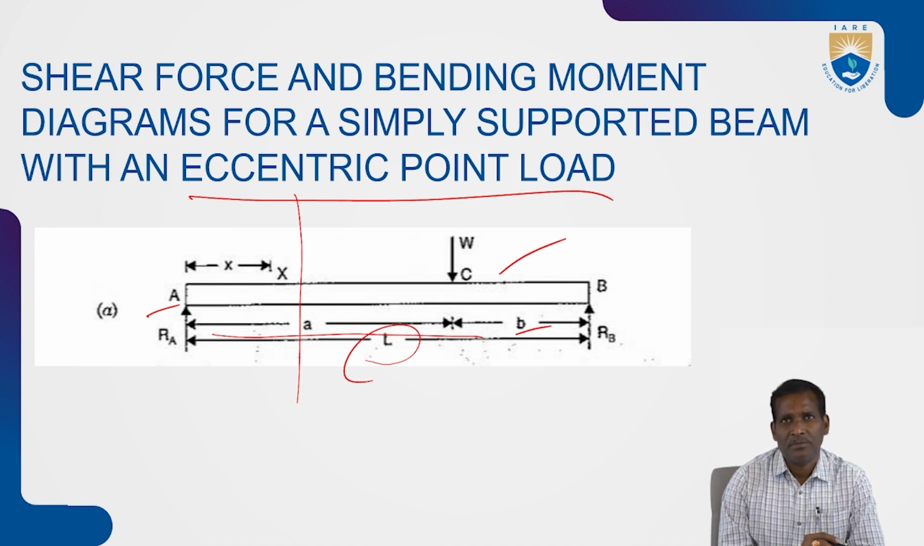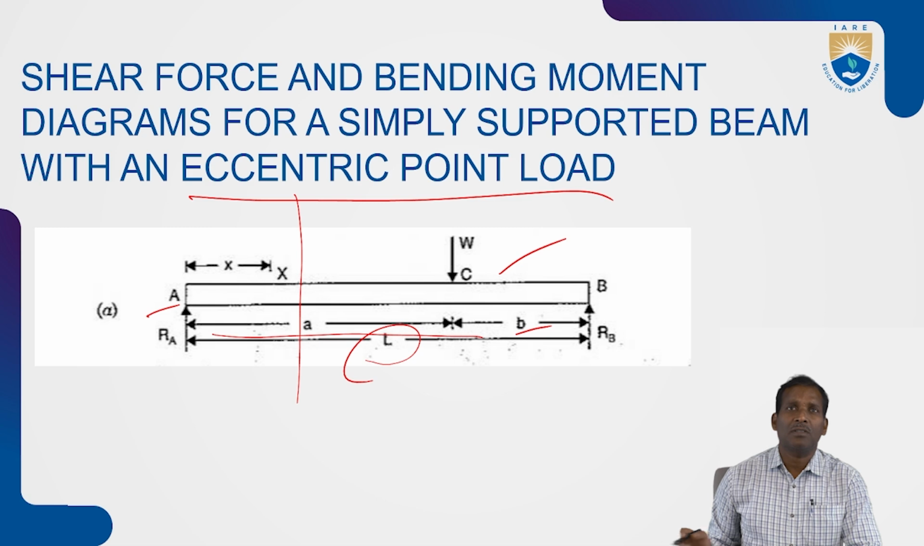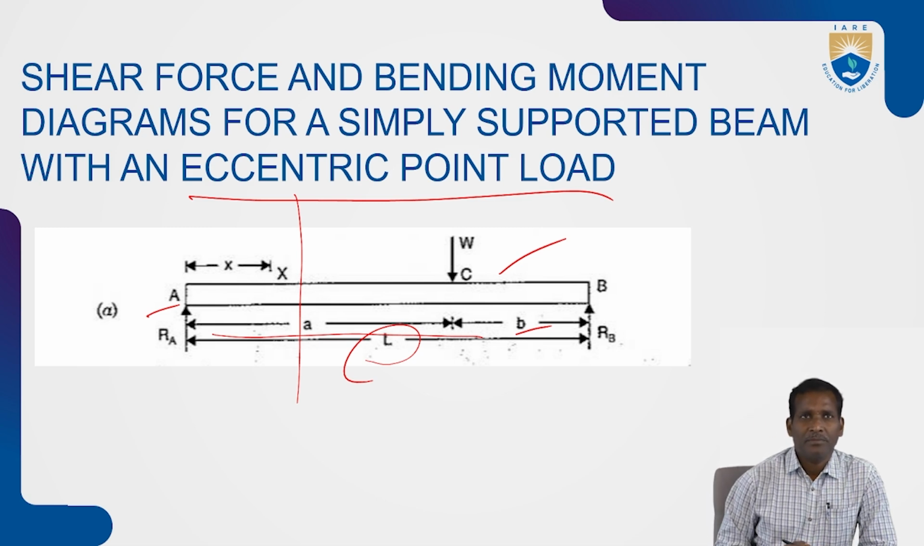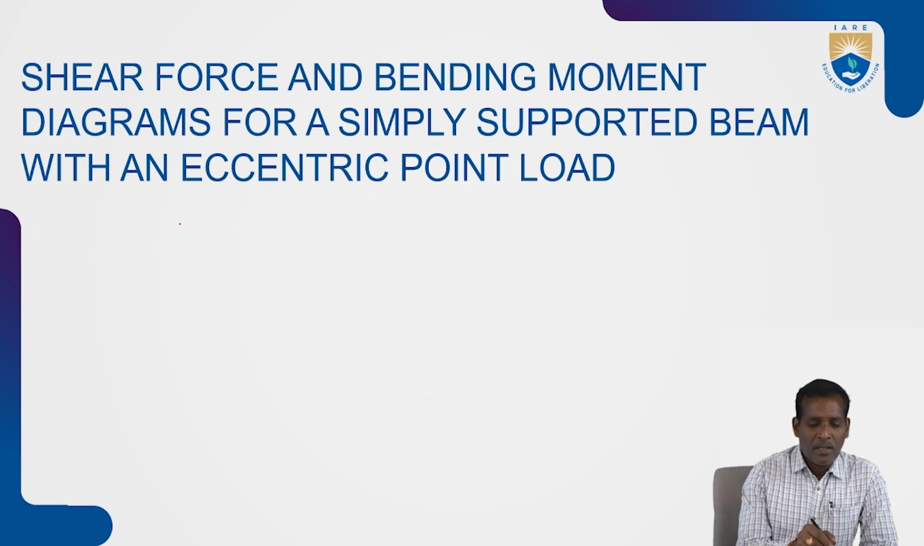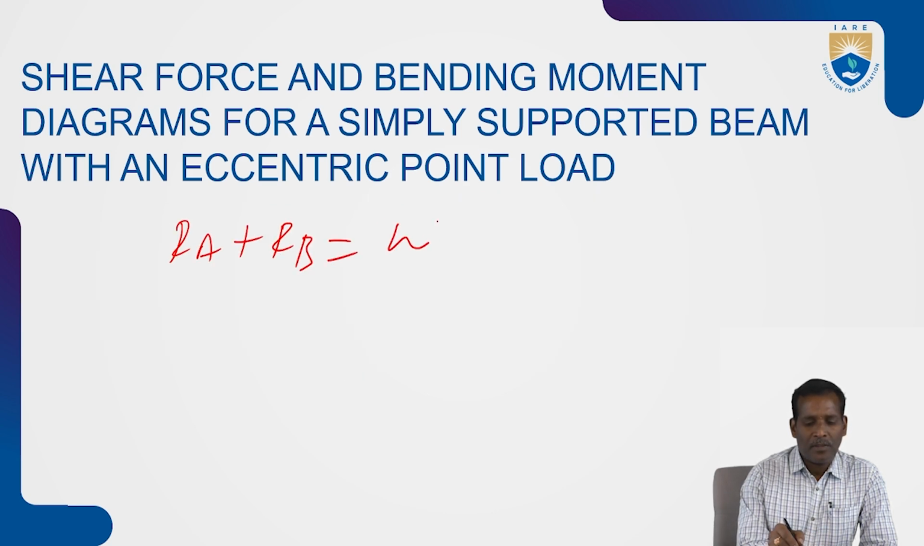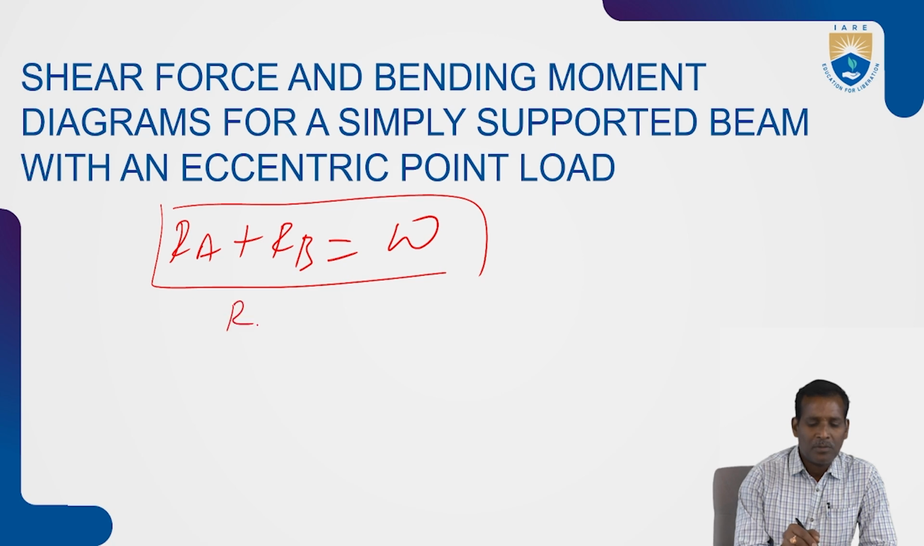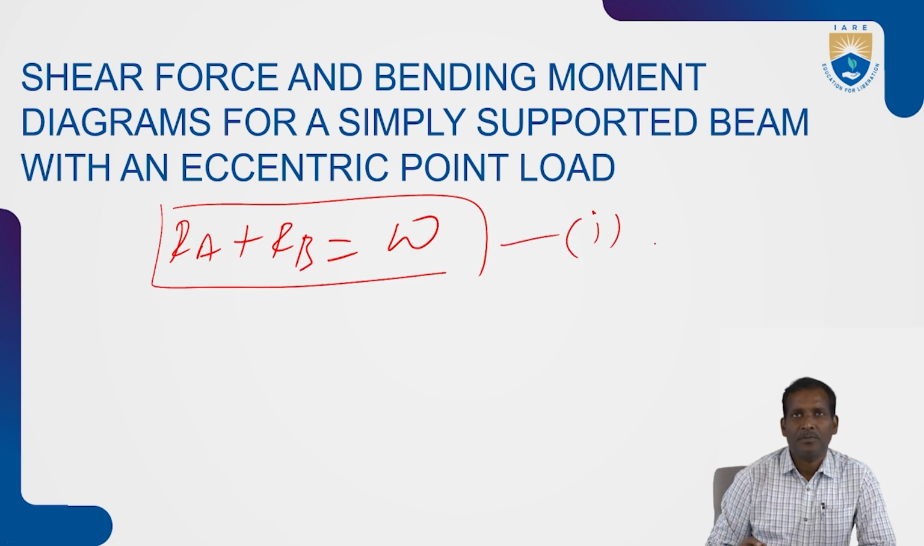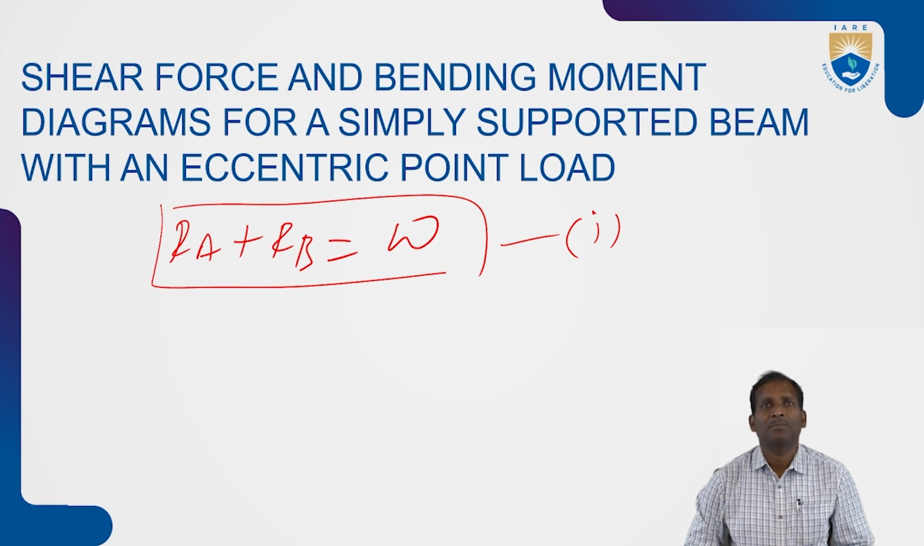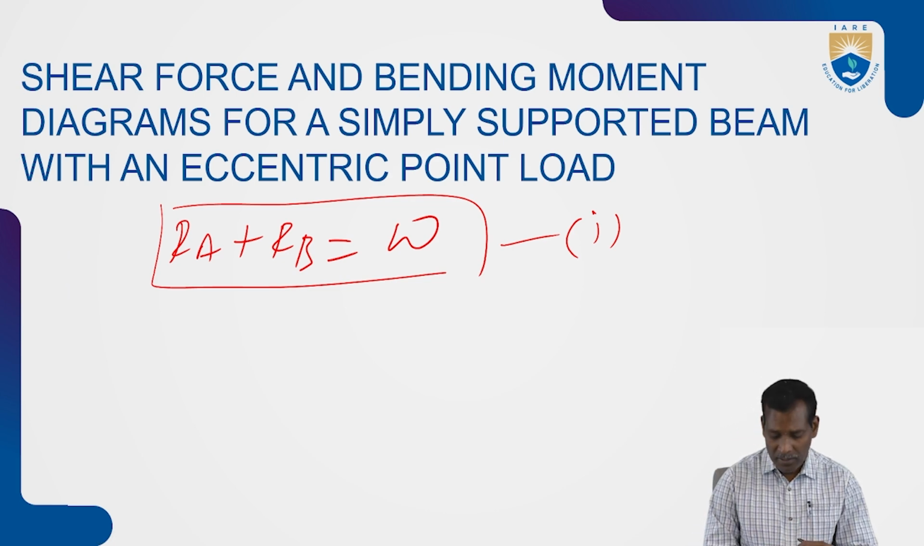So how do you calculate? First of all, calculate the reaction forces RA and RB. So here RA plus RB is equal to W. So what are the forces acting here? Upward forces are equal to downward forces. So RA plus RB is equal to W. So this equation is written as equation 1.